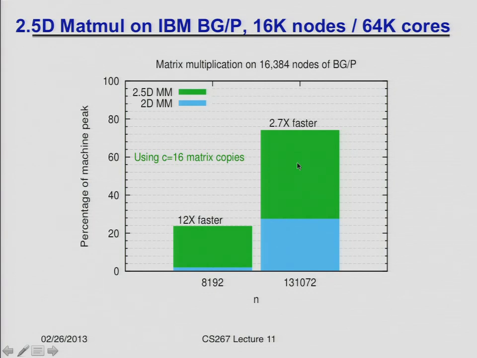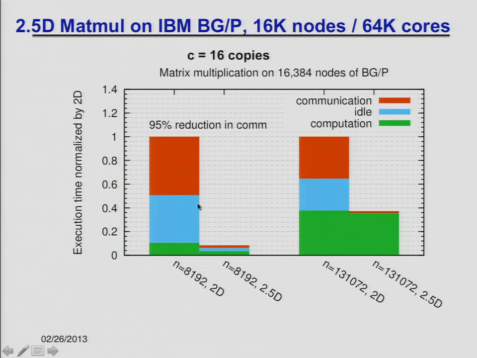So we can ask ourselves, where did the time go? And this is the same data. I'm almost done here. So here's the two-dimensional algorithm with one copy of the data. Here's the 16 copy of the data. And it's broken down into communication time in red, idle time waiting for neighbors in blue, and arithmetic in green. So 95% of the communication went away. And that's where all of that went. And here, all the communication went away too, but it was only about a third of the time, so the speedup wasn't as dramatic as it was over here. So next time, we will continue about what the impact is of this sort of perfect scaling.